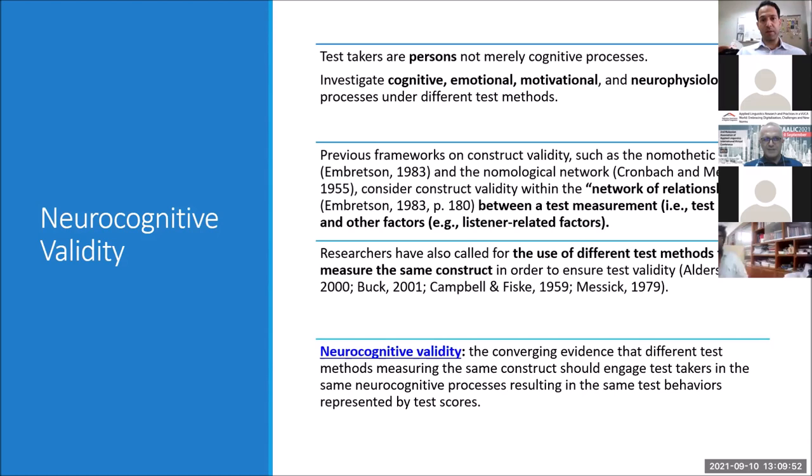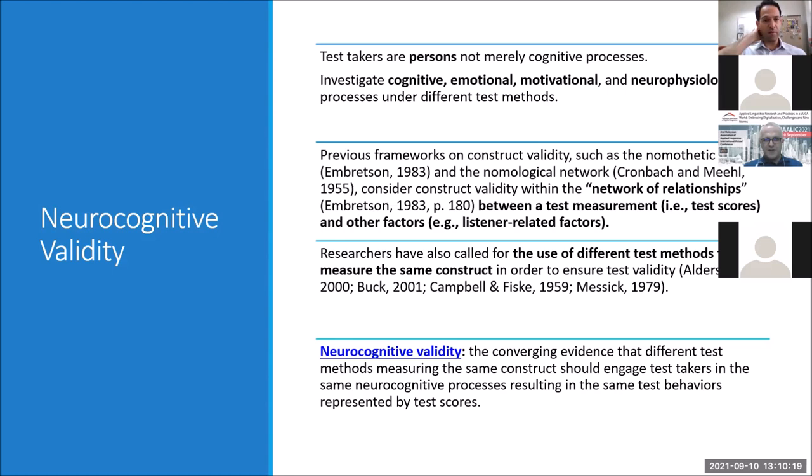These paragraphs are from Rita's presentation yesterday, but I'm going to quickly read it because they are still relevant. From here, previous frameworks on construct validity, such as nomothetic span and the nomological network, we can talk about these, by the way, if you are not very sure what they are, consider construct validity within the network of relationships between a test, measurement, and other factors.